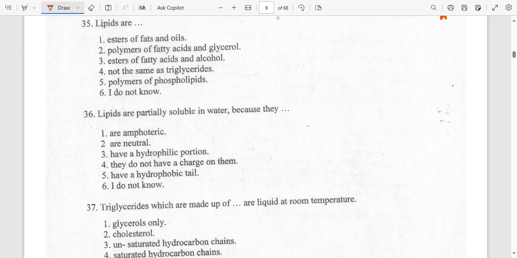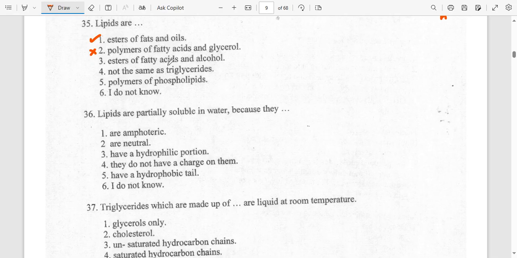So in biology, when you find an answer, don't be quick to conclude that it's the answer. Look at the other options because you might just find out that what you chose was not actually the right one. Lipids are esters of fats and oils. This is true. Polymers of fats and glycerol. Now, lipids are not polymers. All the biomolecules that we talked about are polymers, except lipids. Polymers are molecules which are formed from monomers. We don't have monomers for lipids.